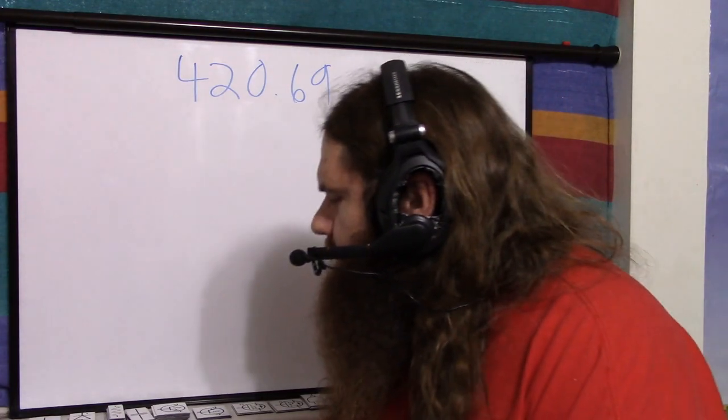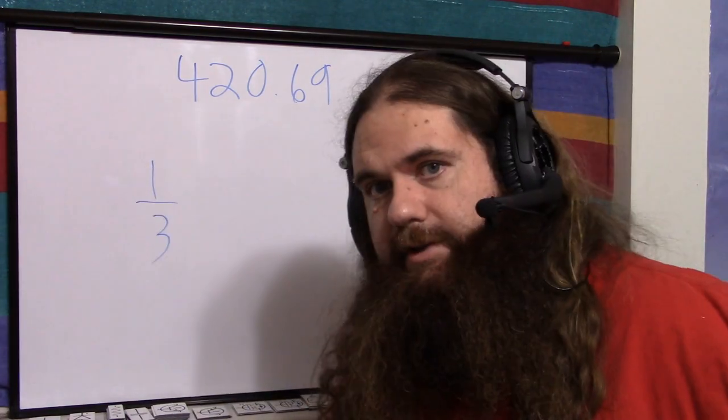So there's really only one more thing to mention in this introductory video. How do we write 1 over 3? 1 third.